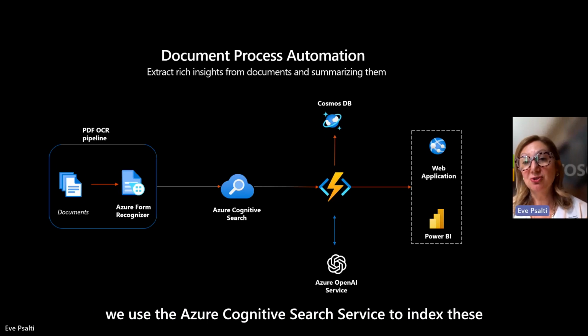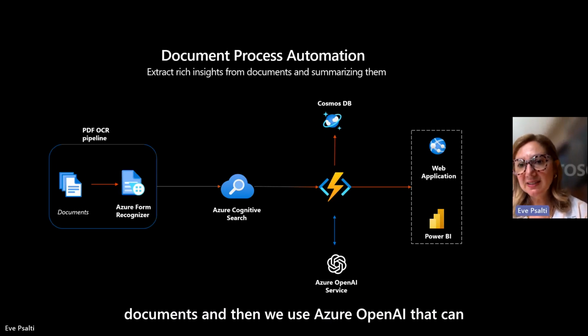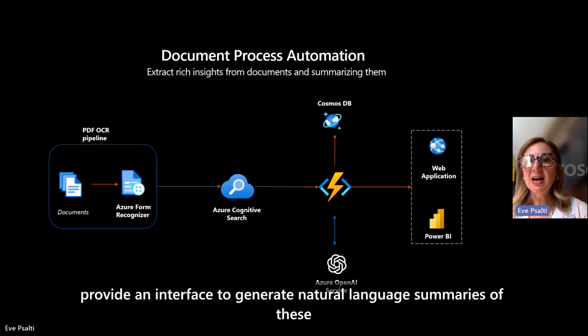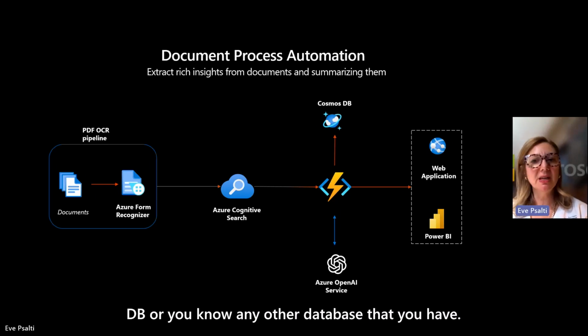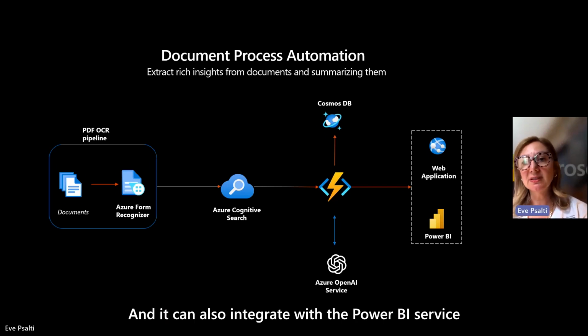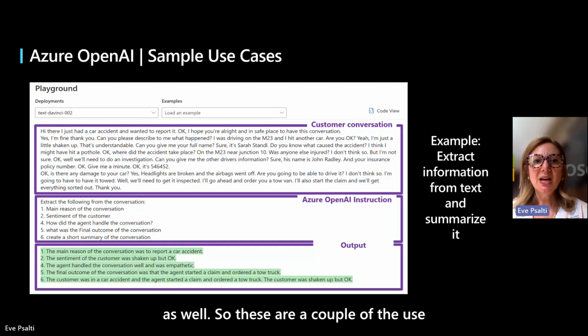Then we use the Azure Cognitive Search service to index these documents. And then we use Azure OpenAI, which can provide an interface to generate natural language summaries of these documents. You can store these documents in Cosmos DB or any other database that you have. And it can also integrate with the Power BI service as well. So these are a couple of the use cases that we see.